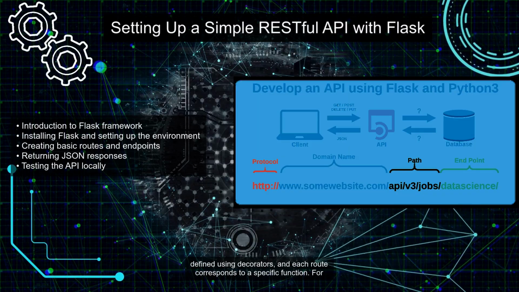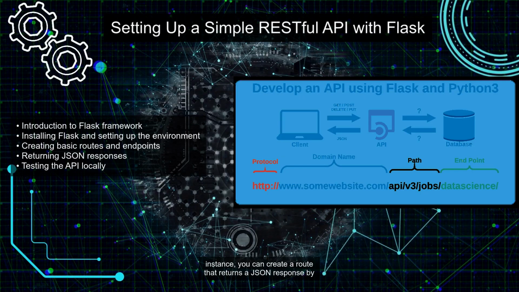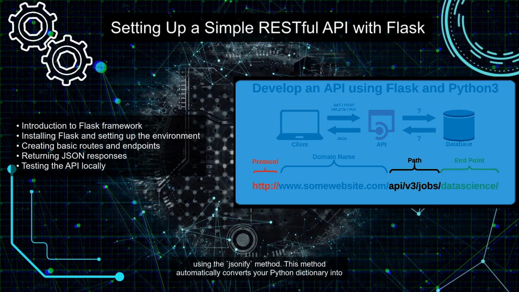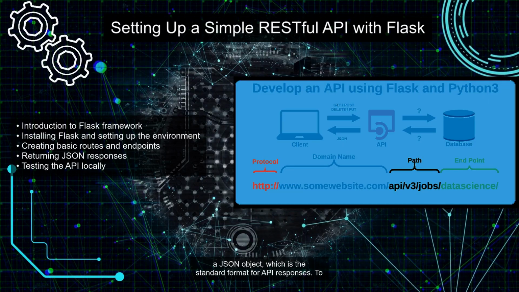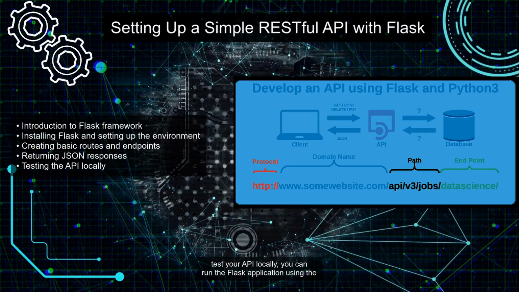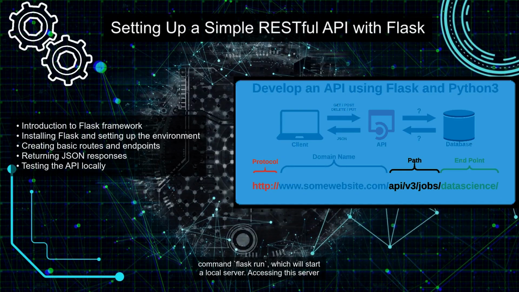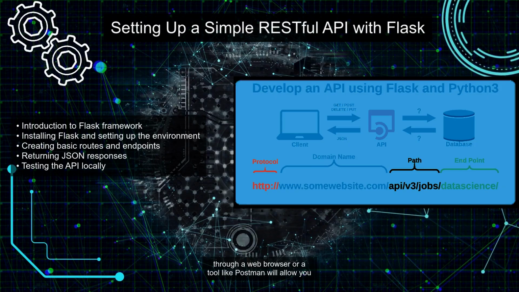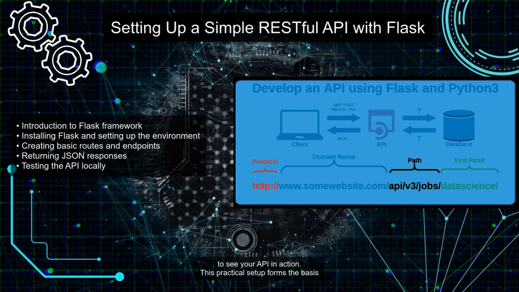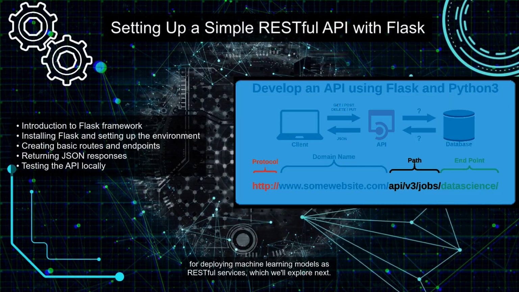In Flask, routes are defined using decorators, and each route corresponds to a specific function. For instance, you can create a route that returns a JSON response by using the jsonify method. This method automatically converts your Python dictionary into a JSON object, which is the standard format for API responses. To test your API locally, you can run the Flask application using the command flask run, which will start a local server. Accessing this server through a web browser or a tool like Postman will allow you to see your API in action.